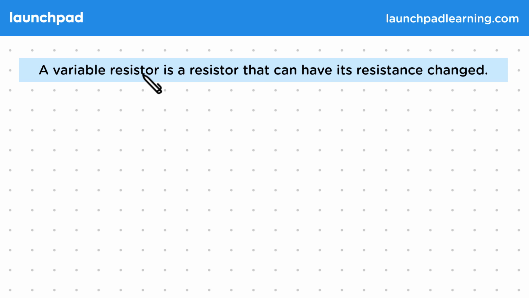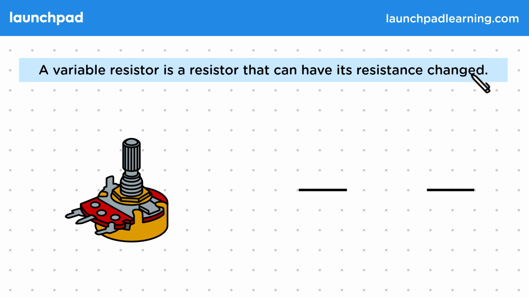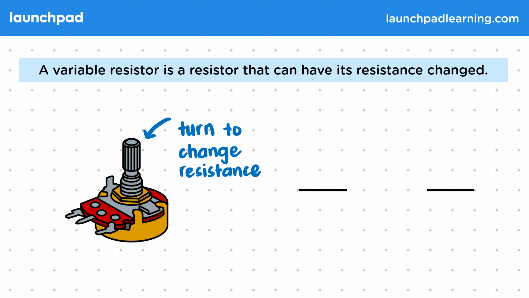A variable resistor is a resistor that can have its resistance changed. This is what a variable resistor might look like. Inside is some high resistance conductor, and by turning the dial, we can change the resistance of the variable resistor by changing how much of the conductor a current has to travel through. Though instead of a dial, we could also have a slider or some other way of adjusting the resistance.